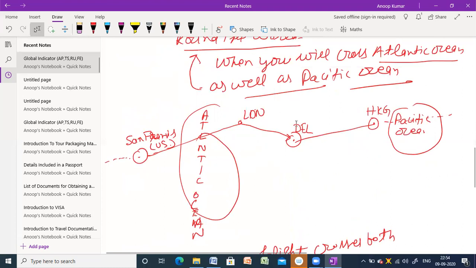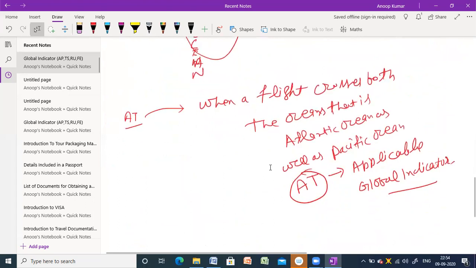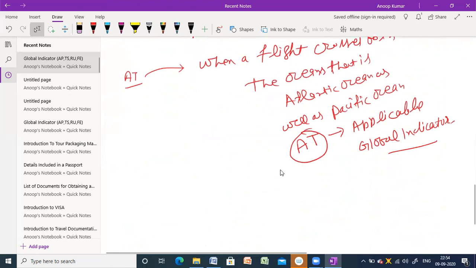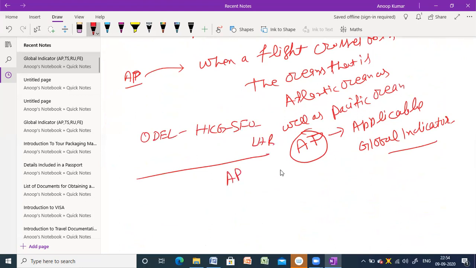In this journey, it is not necessary that the passenger must come from London to Delhi. He can end his journey in London only. Even if he ends his journey in London, he has already crossed the Pacific Ocean as well as the Atlantic Ocean. So this journey is covered under the AP global indicator, Atlantic Pacific. I have written it wrong, not AT, it is AP, Atlantic Pacific. So the example is Delhi to Hong Kong, Hong Kong to SFO, SFO to London LHR. If this is the case, the applicable global indicator will be AP.